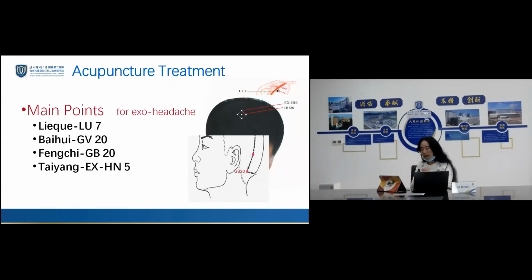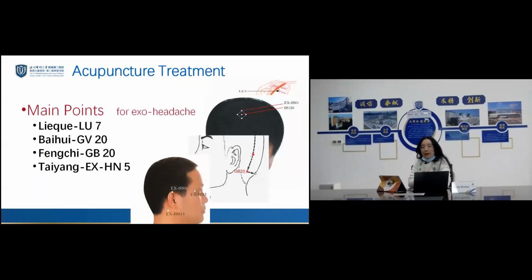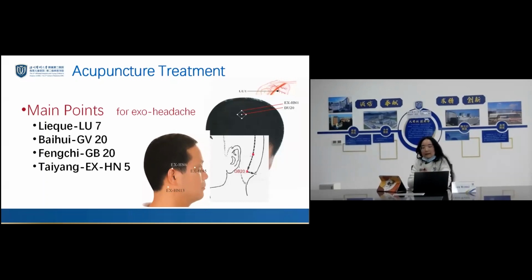That's the only easy way for you to find it. If you have further learning about acupuncture, you can find it much more easily. And another one is the extra point, we call the 太阳. It's located beside the external corner of the eye. It's the extra point head and neck number 5. That's a main point for axial headache.